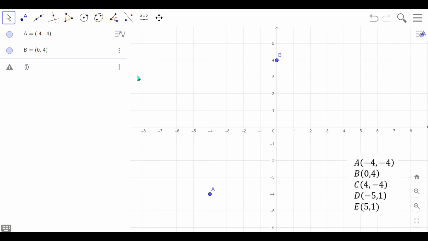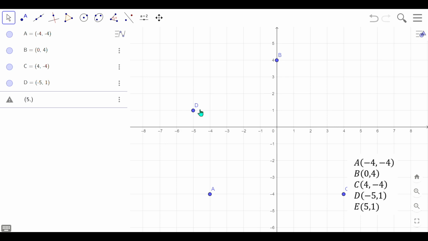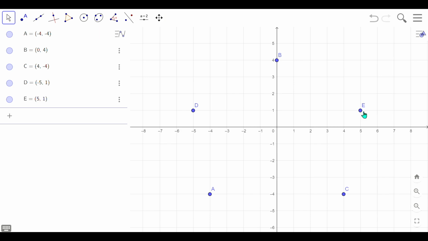Next point is 4, comma negative 4. Enter. Here it is, point C. Next one, we have negative 5, comma 1. There you have point D. And the last point is 5, comma 1. Enter. We have 5, comma 1.